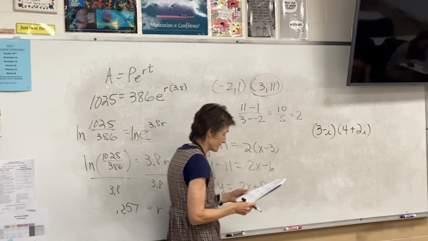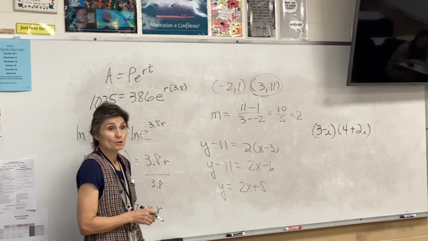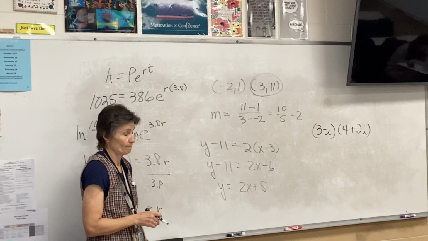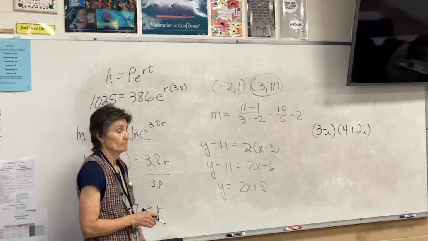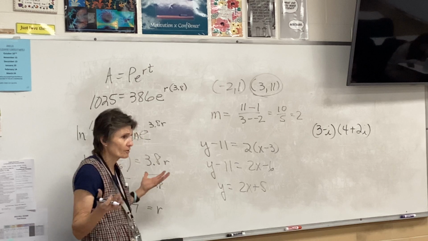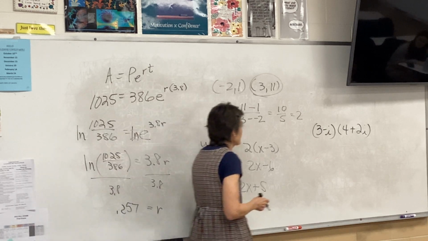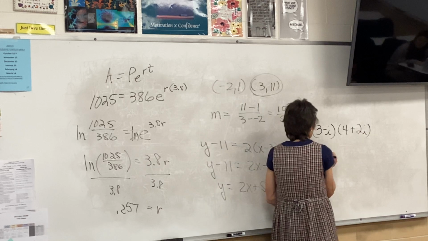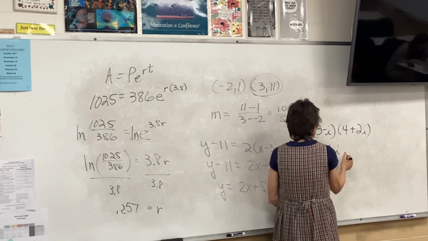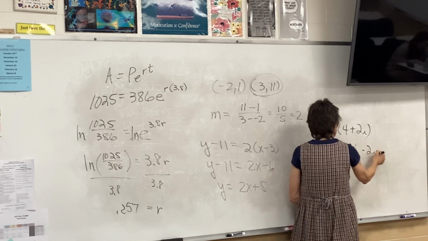Number 26, simplify. What do you think I'm going to do here? Just look at the problem. What does it look like you're going to have to do? FOIL it. So first times first, outsides, insides, and lasts.